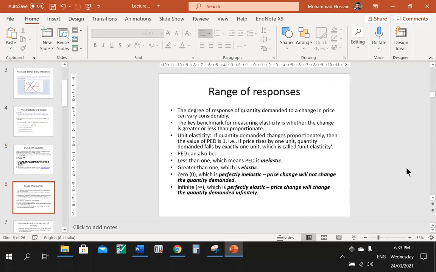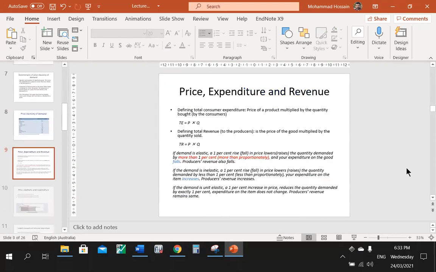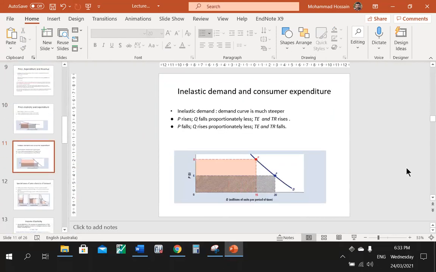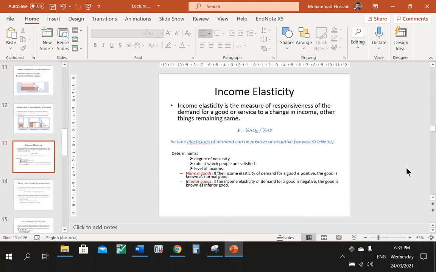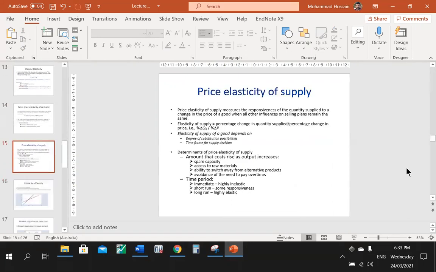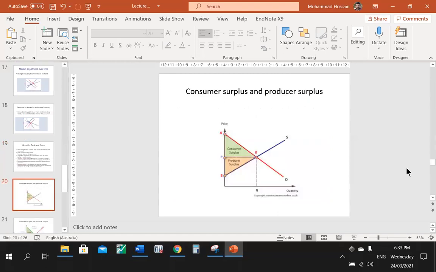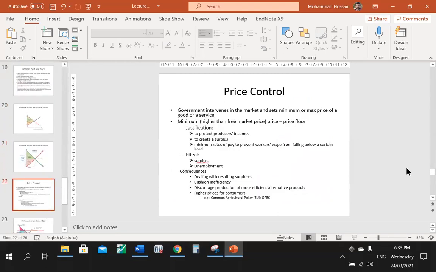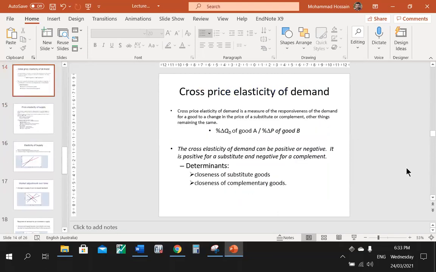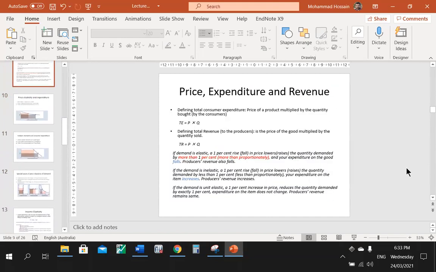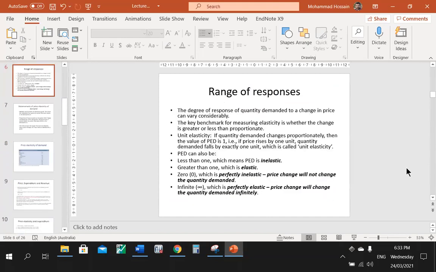And where is the midpoint formula? Oh, wow. What is the midpoint formula? No, there must be a midpoint formula. We'll find it soon anyway. Okay, here it is.